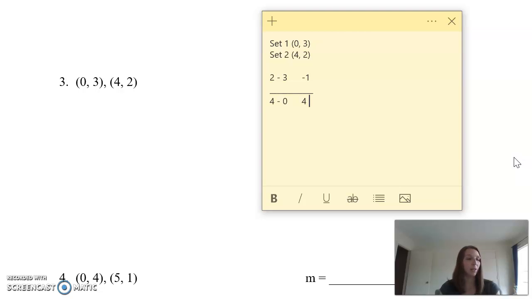Okay? Go ahead and do number 4 on your own. That should give you a slope. Assign set 1 and set 2. Substitute your y2 and your y1, and then your x2 and your x1, and then subtract and reduce.